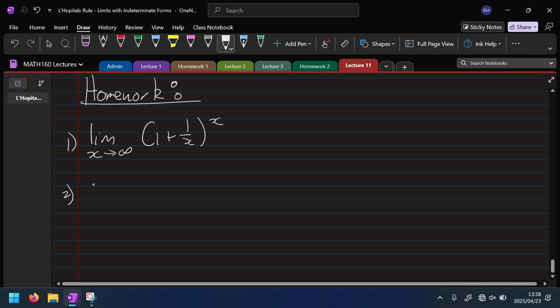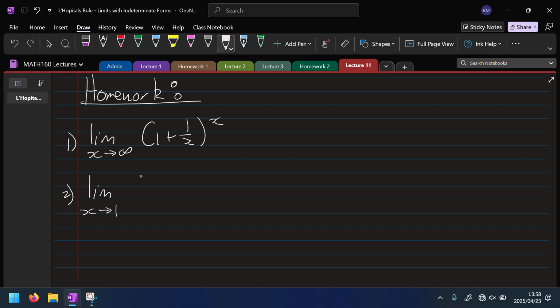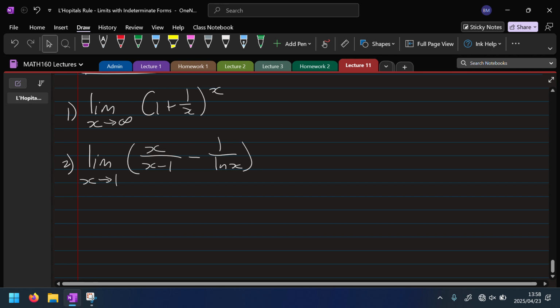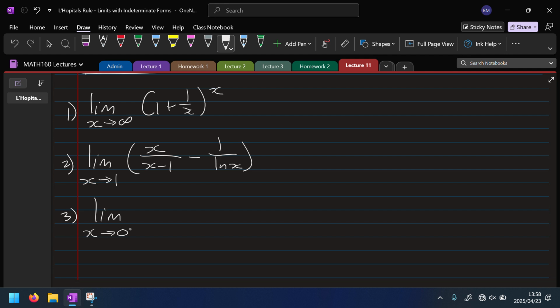Number 2, we have the limit x goes to 1, x over x minus 1 over the natural log of x. This will be like an infinity minus infinity type problem. You can try that out. Number 3, limit x goes to 0 plus of x to the x. So this will be a 0 to the 0 type problem.